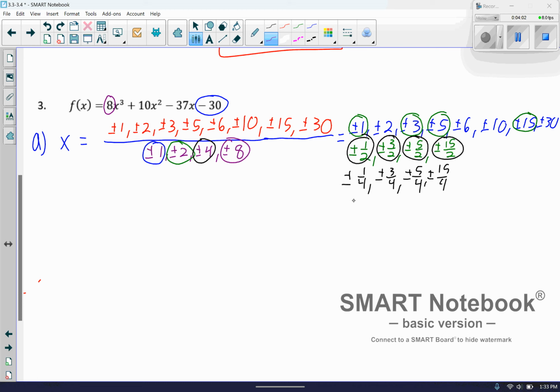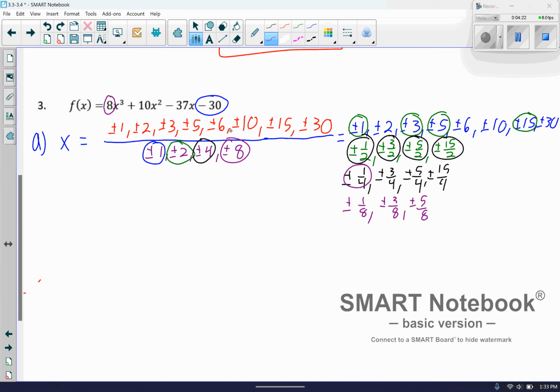So 1 divided by 8, so positive and negative 1/8. And then 2 divided by 8, which would reduce to 1/4, so that's already there. 3 divided by 8, that's not listed yet, so we'll put that there. Let's see, 5 divided by 8.